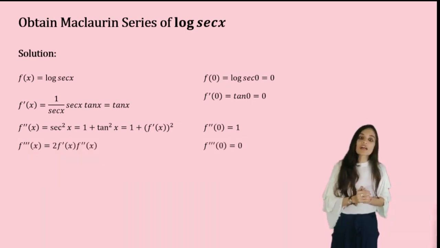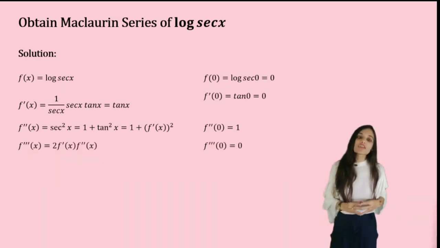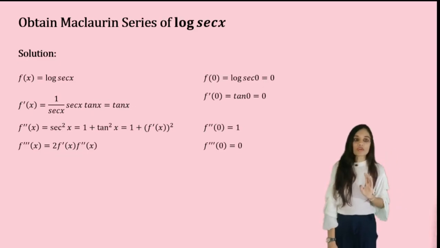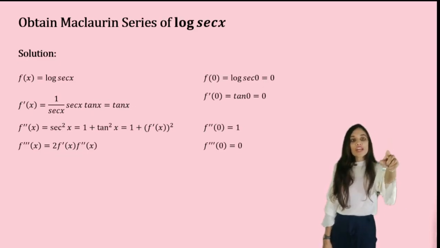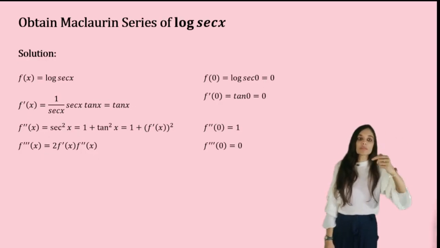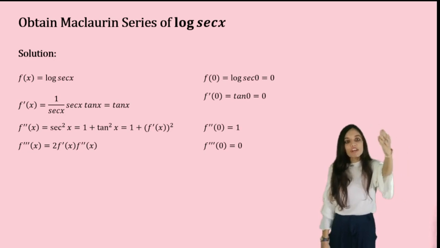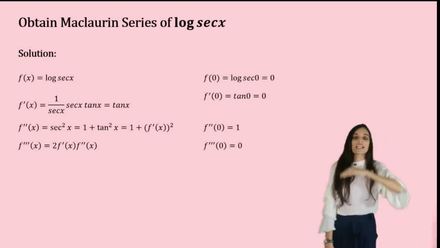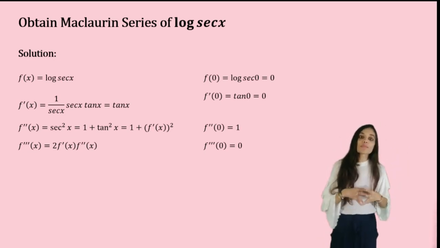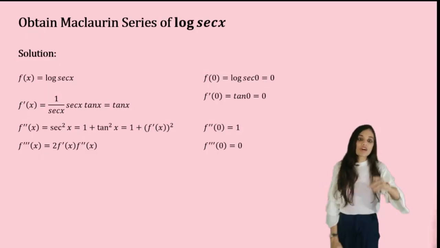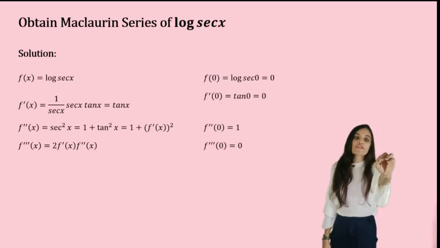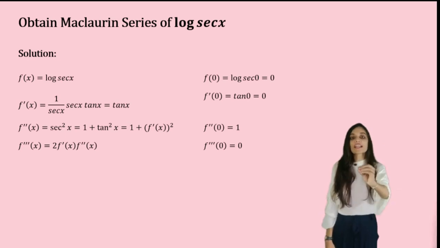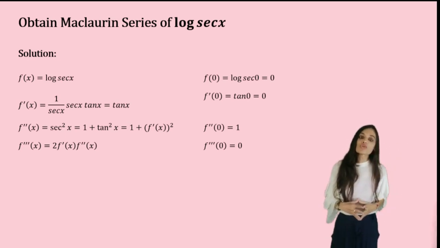Now let us find our third derivative. So our third derivative will be: the derivative of 1 will be 0. Now f dash of x whole square. So the derivative of that will be 2 into f dash of x, and using chain rule, the derivative of f dash of x will be f double dash of x. Now in this we will put the value of x as 0. So finally our third derivative will also be 0 because f dash of 0 is 0 and f double dash of 0 is 1. So finally our third derivative is equal to 0.